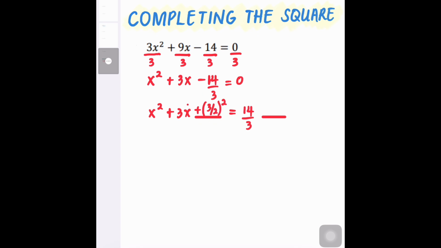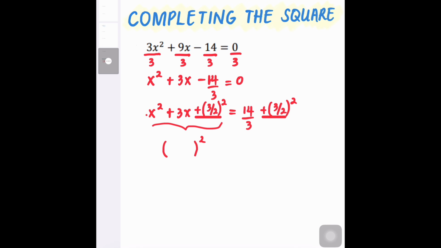Whatever we add here, we also need to add on the right-hand side of the equation. Remember, we're dealing with an equation here, so whatever we do on the left, we also do on the right. So this trinomial right here is now a perfect square trinomial, and we can rewrite it in this form.